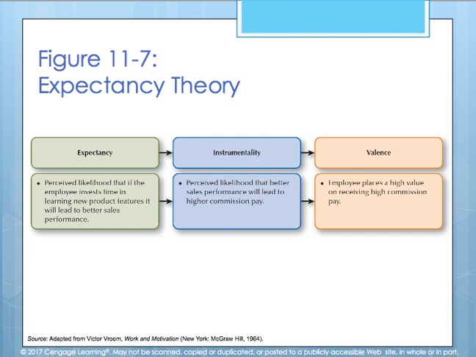Now, here's a visual. We have the expectancy and you have the perceived likelihood that the time that you're going to invest learning a new product feature is going to lead to better sales. That then filters into instrumentality where that perceived likelihood can lead to better sales performance, and then of course a higher commission pay. And then valence is the value that you place on receiving the high commission pay. So you see how they're all tied together. My perception about the amount of time, the likelihood that my performance is going to lead to higher commission pay, and then the value that I place on that pay.